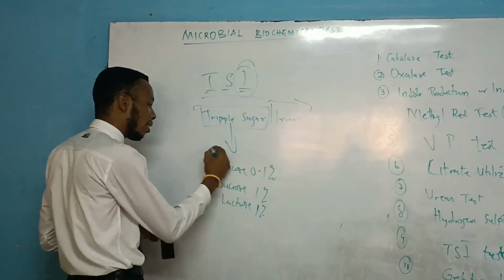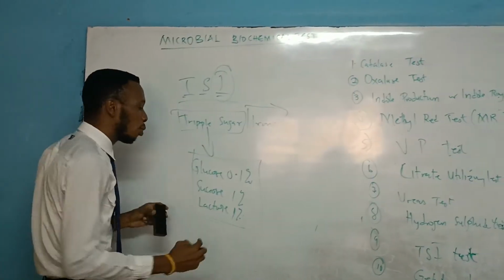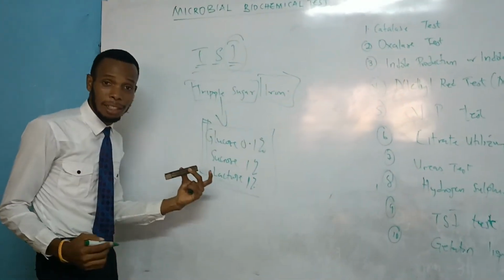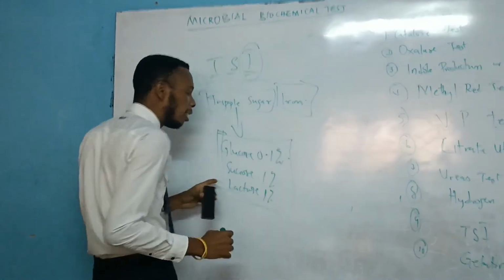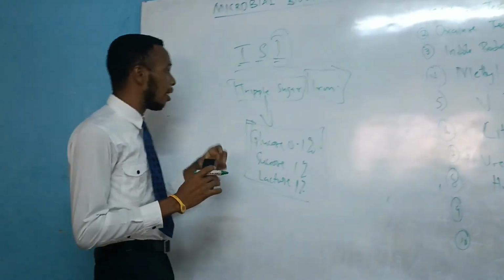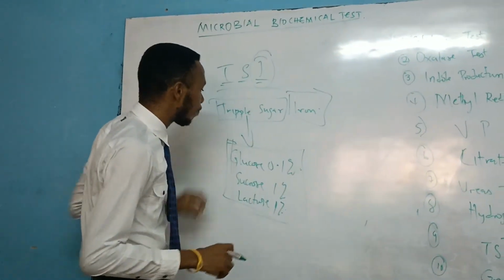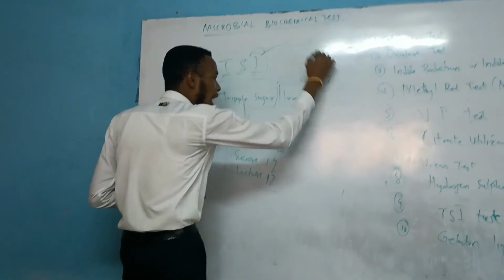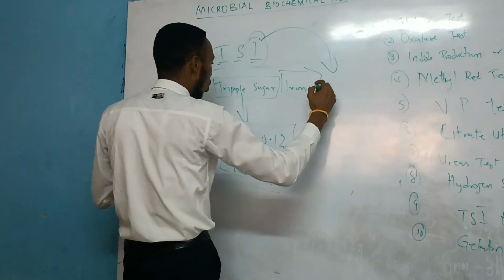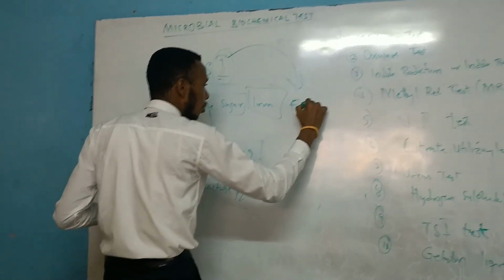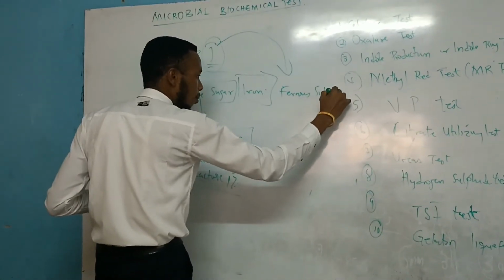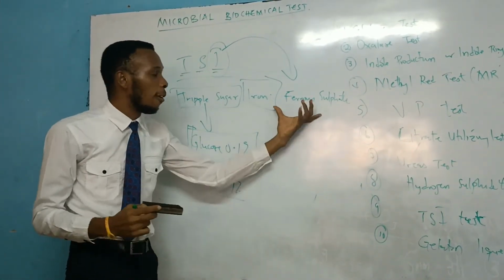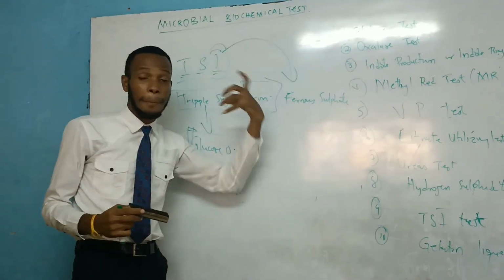Now, why do we incorporate these? We are trying to look out for microorganisms that have the ability to ferment these sugars. That's basically the reason they are incorporated. Secondly, we have the iron. What this iron does mostly is the ferrous sulphate, and if you remember what I just explained, the ferrous sulphate helps in the identification of a bacteria that has hydrogen sulphide.